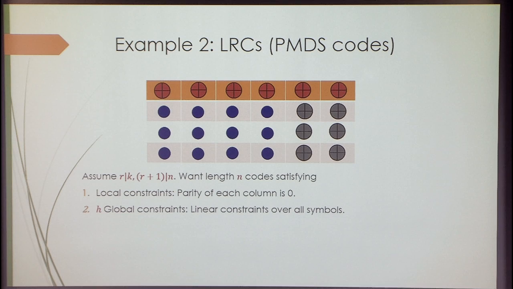A more interesting example is the one that we were talking about earlier, LRCs. Now, again, here I'm going to make a few divisibility assumptions, which I want to sweep under the carpet. I'll assume R divides K, R plus 1 divides the code length, and so on. We want codes where there are two kinds of constraints. There are these local constraints which say the parity of each column sums to 0. In addition to these local constraints, you get to throw in H global constraints on all the symbols. These are just equations where you decide what coefficients you want.